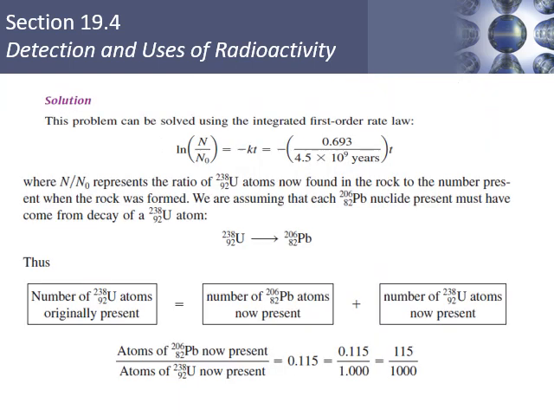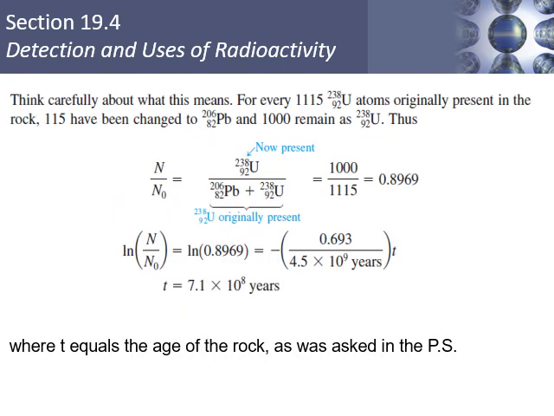The next few slides are just going to explain what I just explained, so let's go to the next one. What we're going to end up with here is NT over N naught is going to be 1,000 over 1,115, which is 0.897 roughly, and take the logarithm of that, and that's going to equal, which they didn't write what that is, but it's going to be some negative number, right? Equals minus KT, and this part right here in parentheses is where they're figuring out what the K was by dividing 0.693 by the half-life, and they get T is 7.1 times 10 to the 8th years.